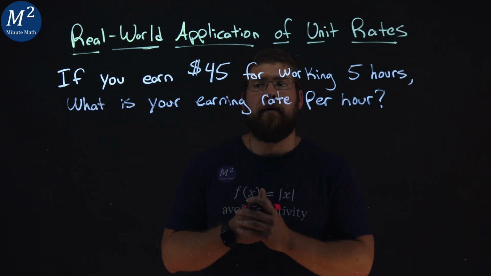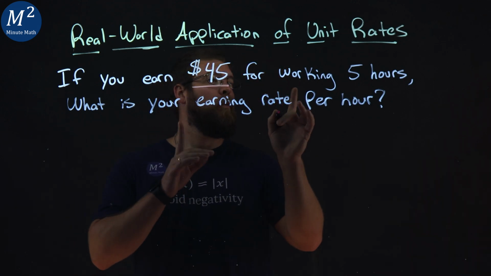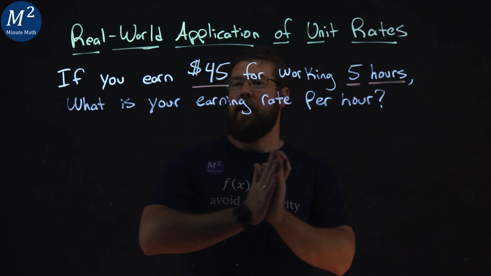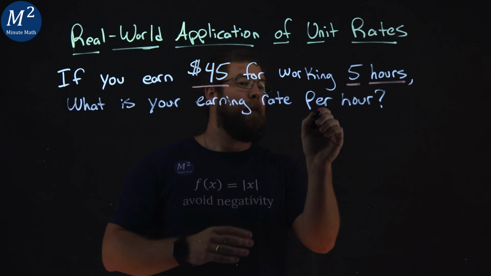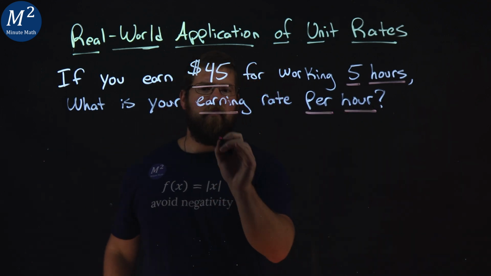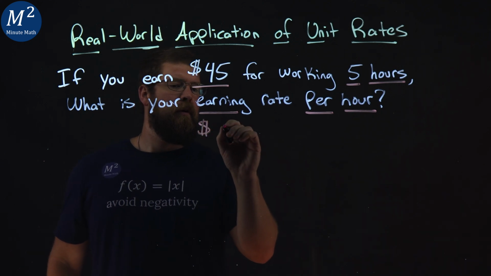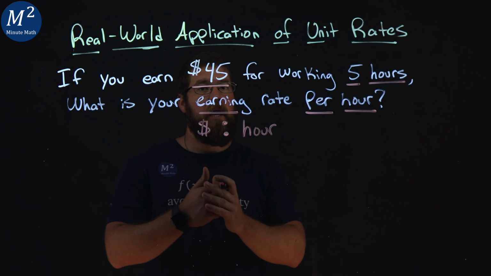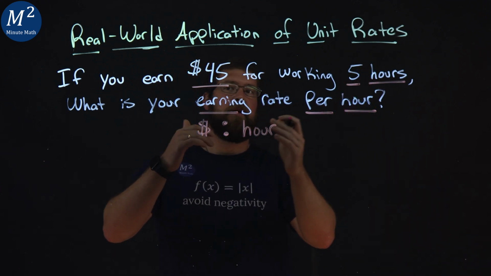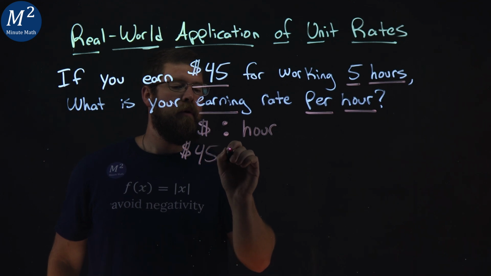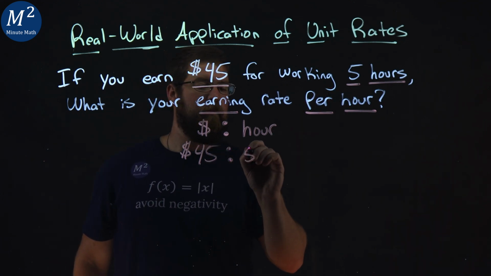Well, let's highlight our key parts here. We have $45 for working 5 hours. We want to find our earning rate per hour. So we have our dollars per hour. They give us the ratio here of $45 per 5 hours.